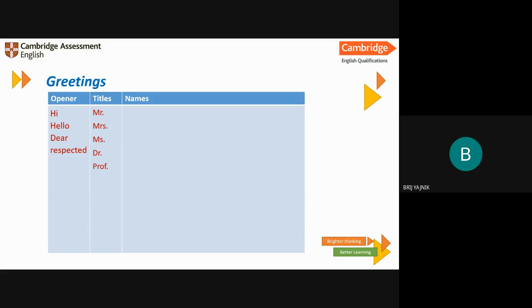You have two categories in greetings. Category one, you call it openers. Now, in openers, you have words like hi, hello, hey, dear, and respected. Now, definitely hi, hello, and hey, as we are writing formal emails, we are not going to use, right? Because they are straight away informal. Then we have titles. Titles are other words like Mr., Mrs., Miss, and then Doctor and Professor, and it goes on and on.